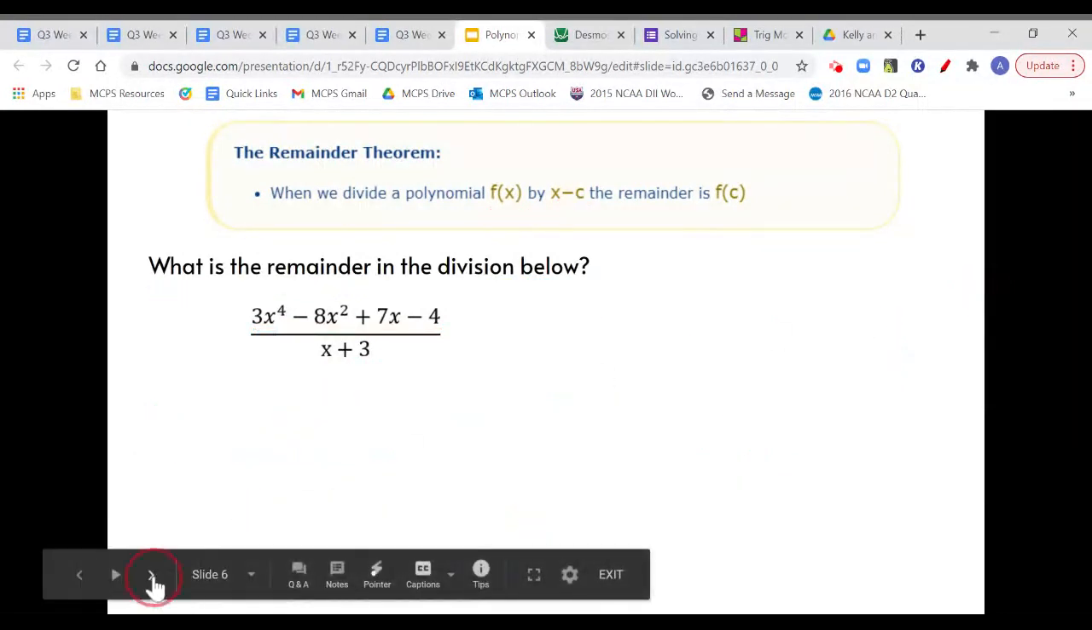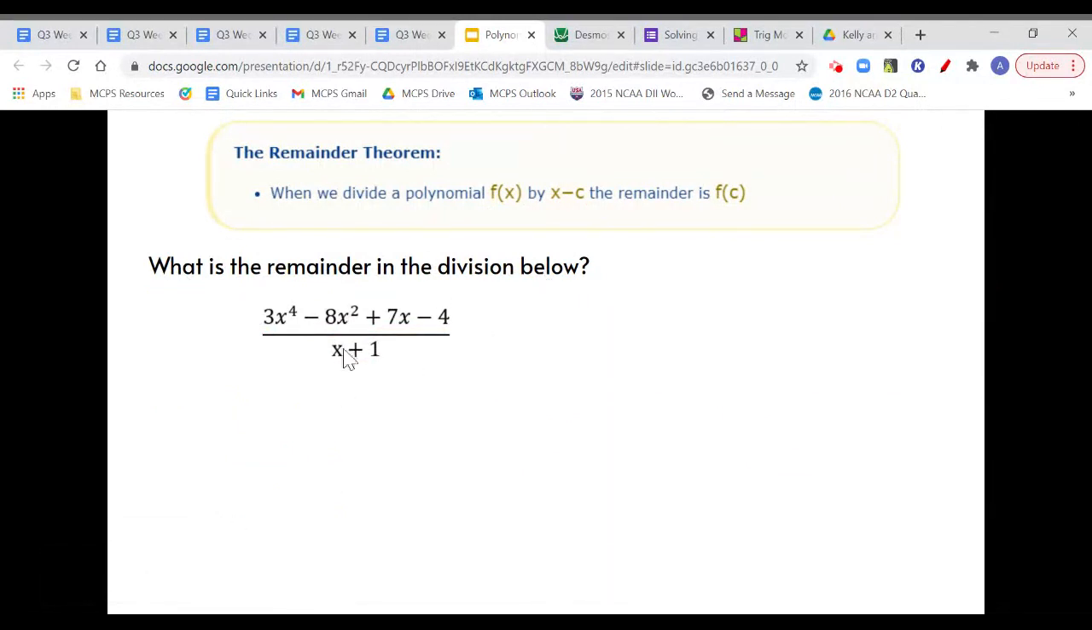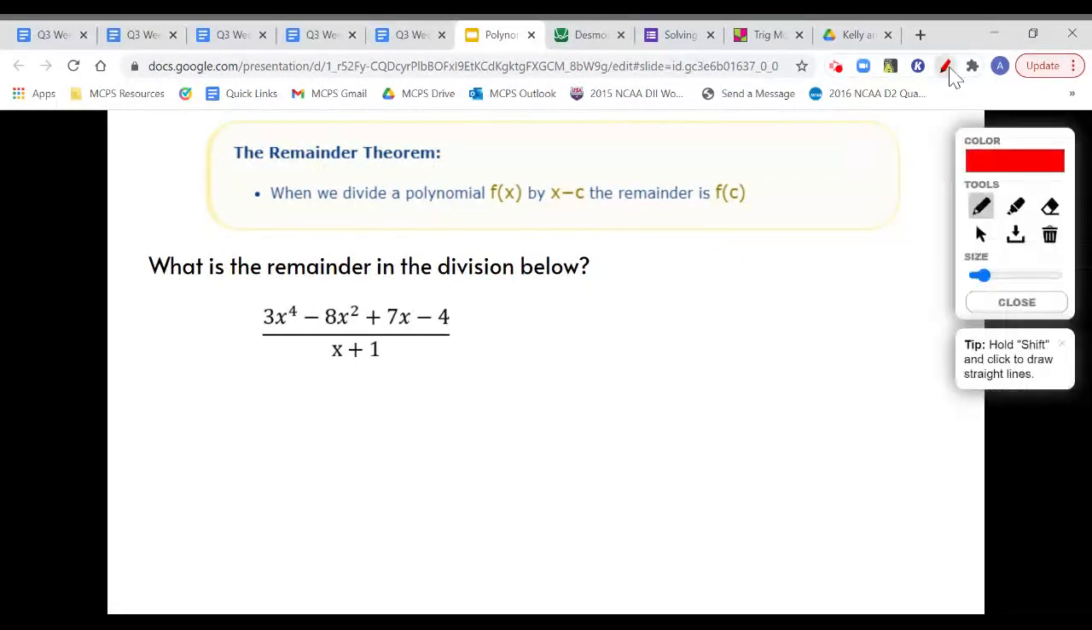Right, now I would like you all to take an attempt at this. So here we have the same function, the same f of x, but a different denominator. So I would like you to write the denominator as x minus c, determine your c value, and then try out this example. Go ahead and pause the video, and when you're done, you can unpause it and I will go over it.